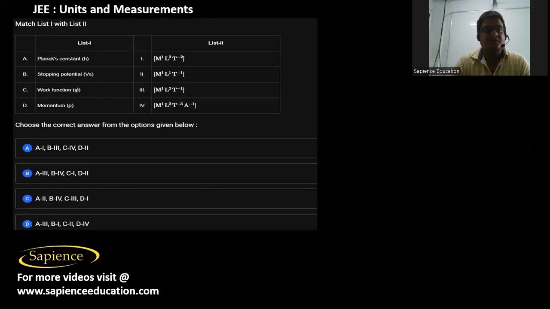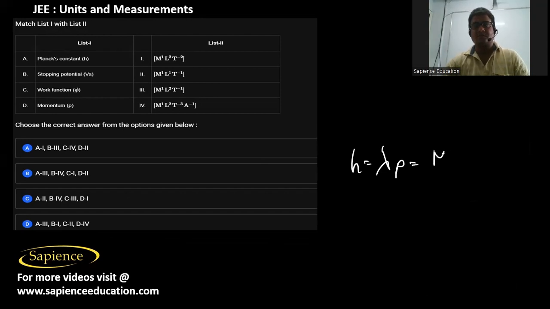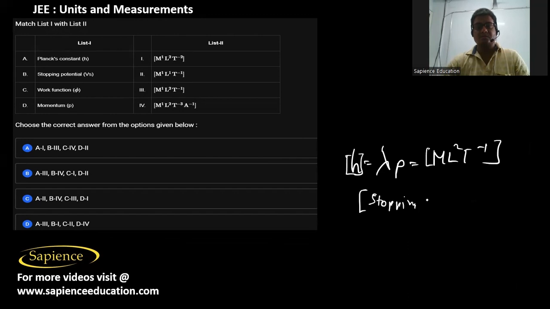Then here we have to find the dimensional formulas. For Planck's constant, it is lambda into P, so its dimensional formula will be ML squared T power minus 1. And the dimensional formula for stopping potential, that is your Vs.